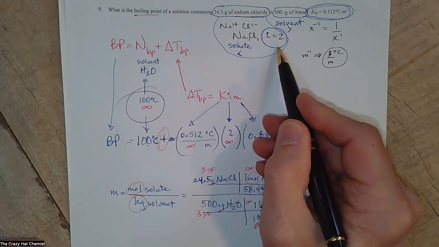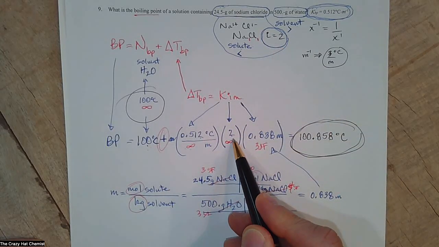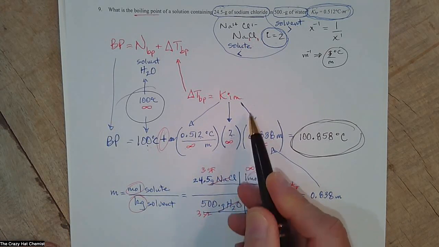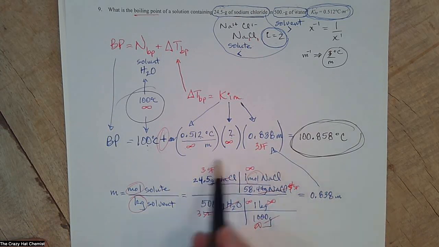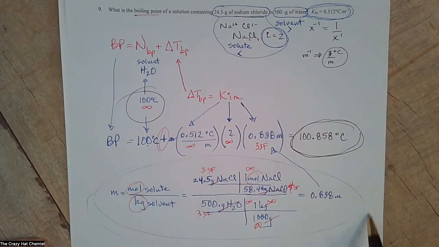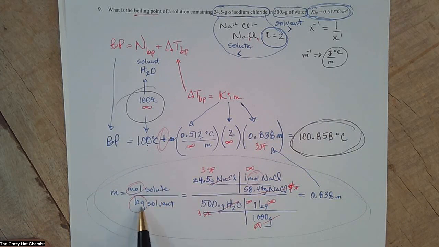I figured out what the Van 't Hoff factor is. That's an infinite number of significant figures because I counted it: one cation, one anion. And the most difficult part here is solving for the molality, which is the moles of solute over the kilograms of solvent.